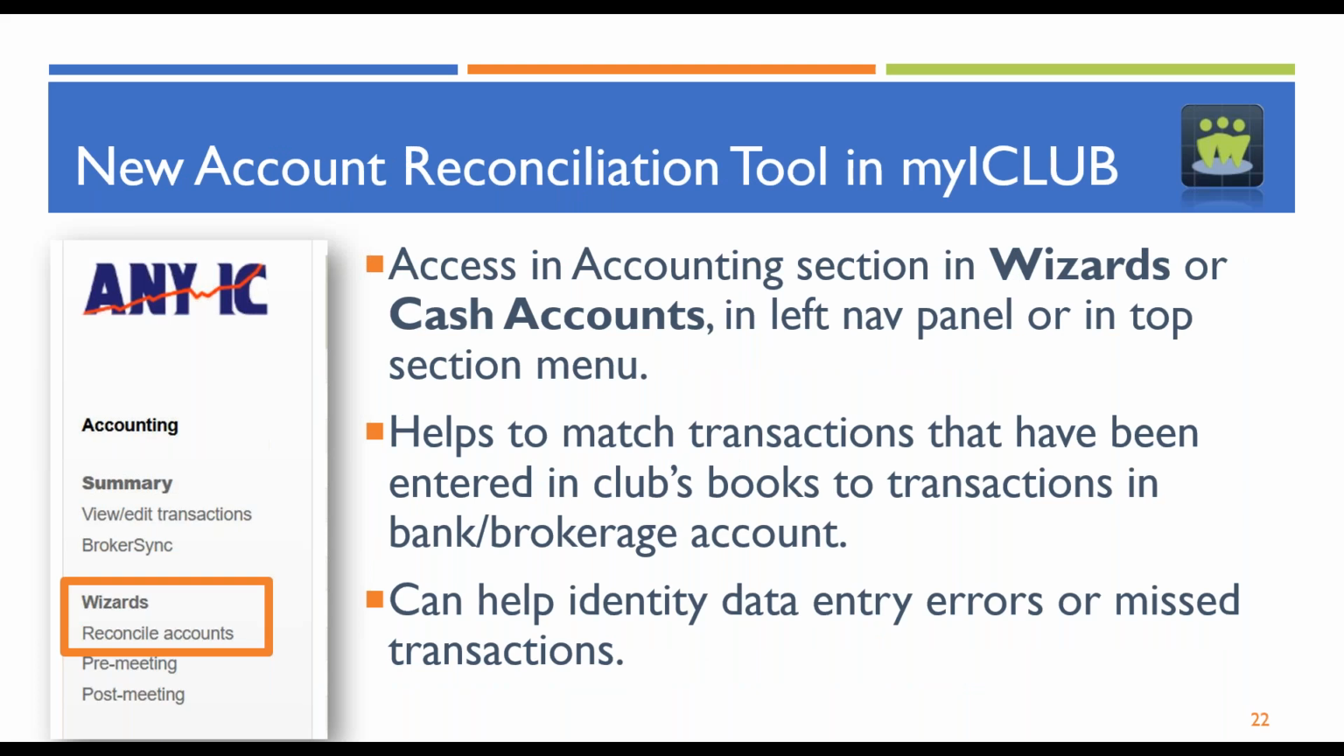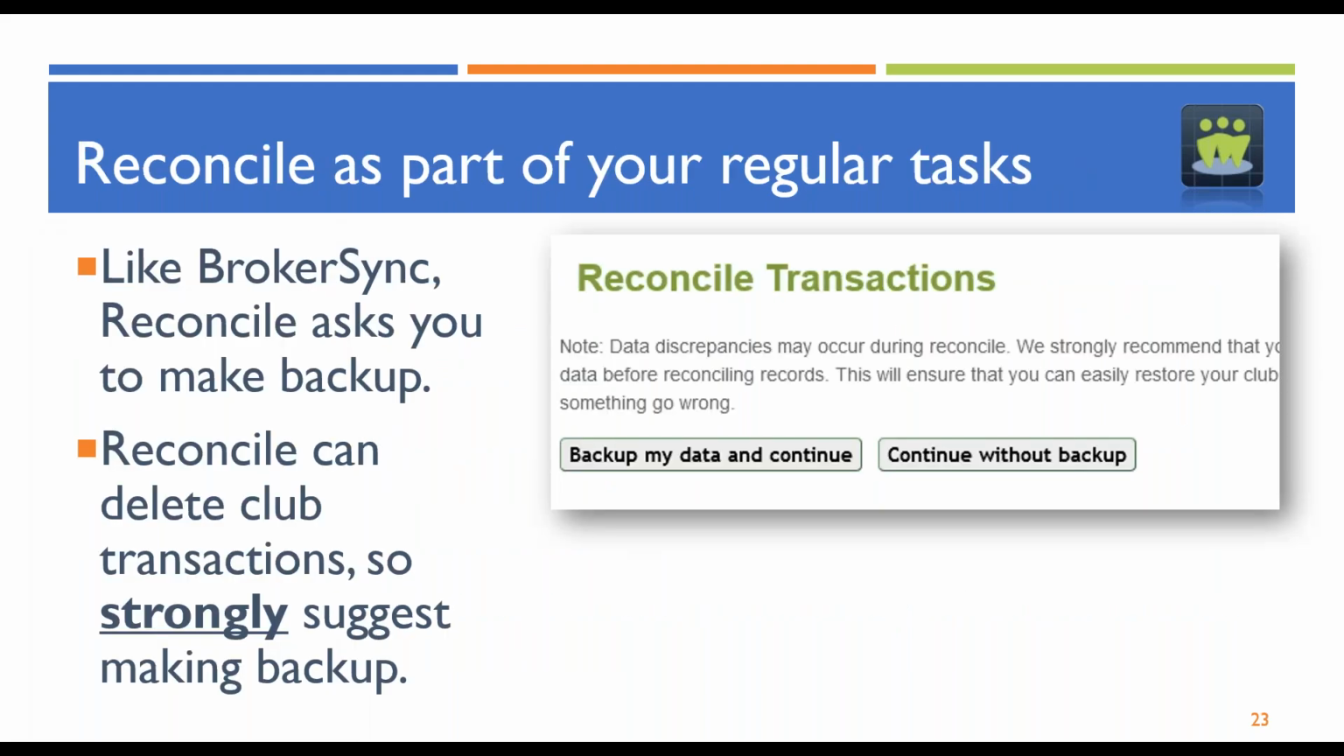So if you sign into myICLUB, we activated this afternoon, and take a look from the main accounting page, you'll see under Wizards, you'll see Reconcile Accounts. This is meant to help you match the transactions that you've got in the club books now to the transactions that you're looking at on the brokerage statement, and hopefully help you identify if there's any places or transactions that don't match up or just aren't in there. We're hoping this helps you along.